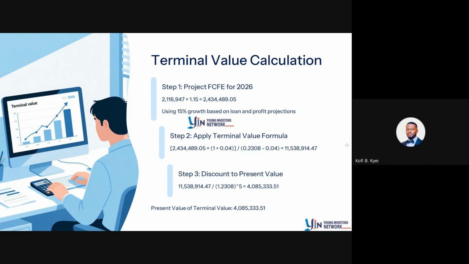Step 1, you project. Step 2, you apply the terminal value formula. Step 3, you discount the terminal value into present value.